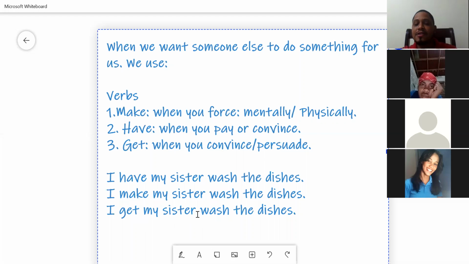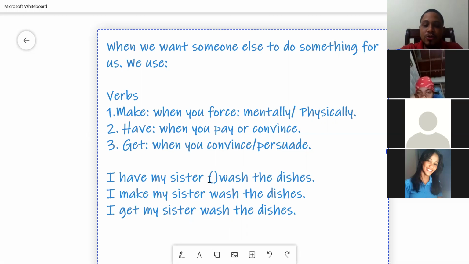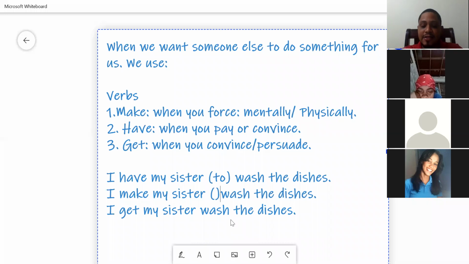You see, I get my sister wash. So you don't use to either. When I say to, guys, I'm talking about the particle to that we normally use when we have a verb that is not conjugated. As you can see, wash is not conjugated in here. And the regular rule says that when you don't have a verb conjugated, you have to put the particle to in front of it, right? But in this type of sentences, you don't have to use it. I mean, don't put it there because it's not necessary, you see? This is what I mean.